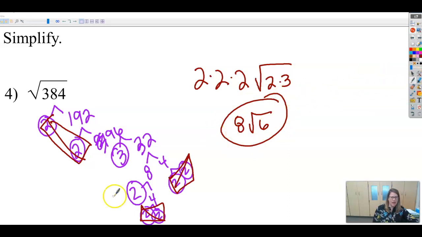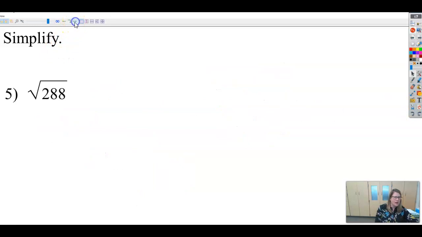Okay, let's go ahead and try something just slightly different. So I'm going to skip ahead a little bit here just to get one that looks a little different.